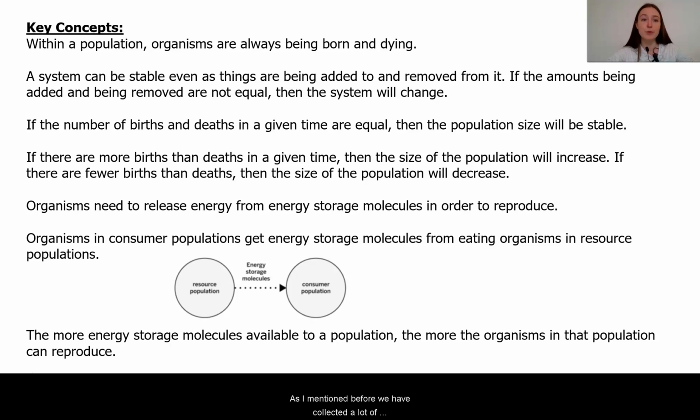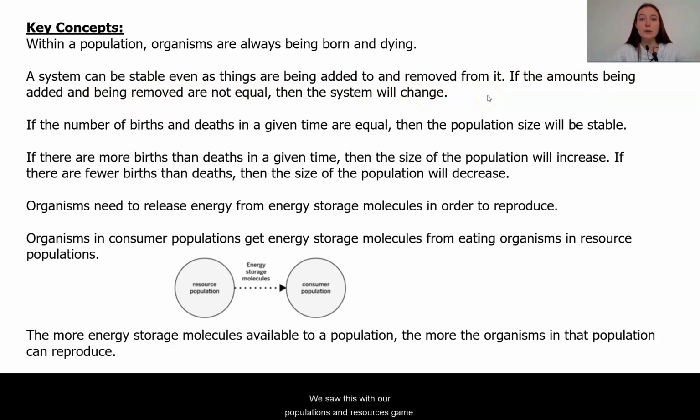As I mentioned before, we have collected a lot of evidence and figured out some really key ideas about how populations change or stay the same over time. We know that within a population, organisms are always born and always dying. This means that even when a population is staying the same, something is being added or taken away. It is just balanced. A system can be stable even as things are being added to or removed from it. If the amounts being added and removed are not equal, then the system will change.